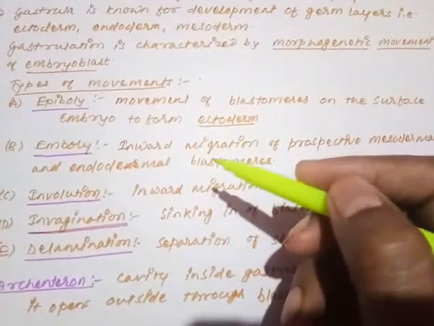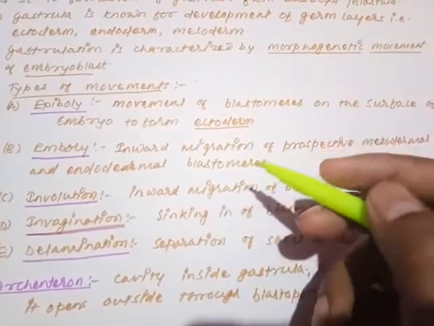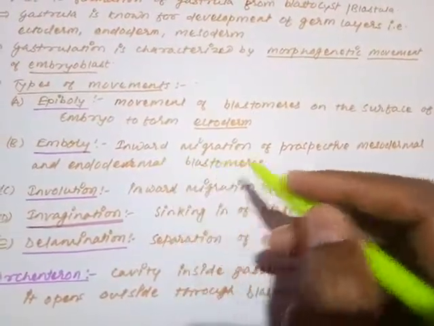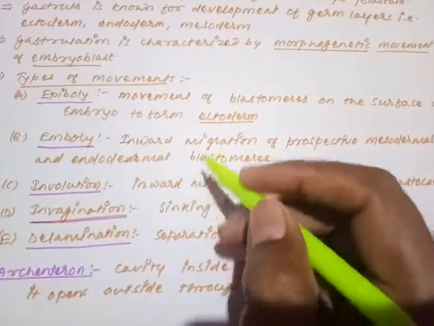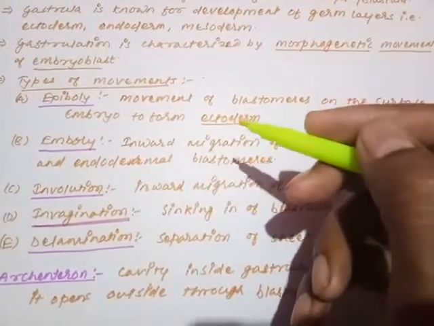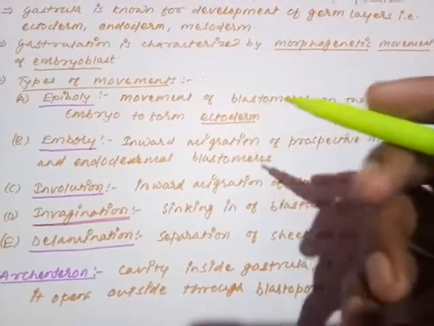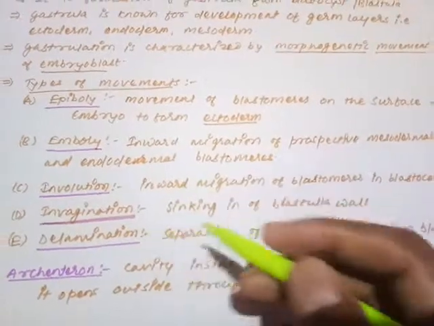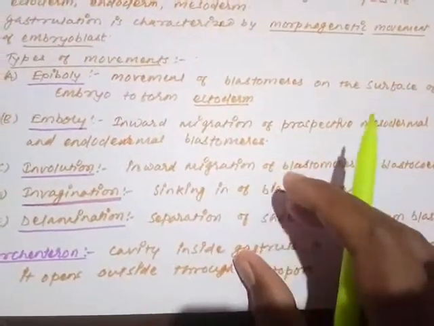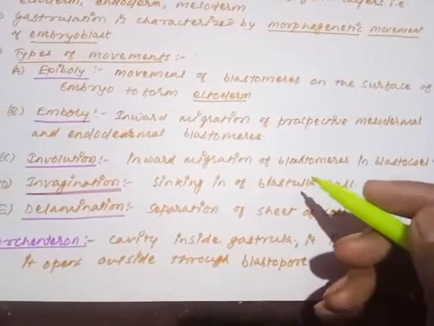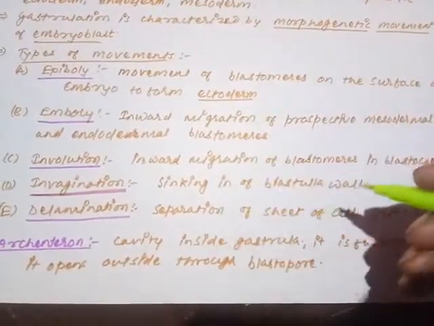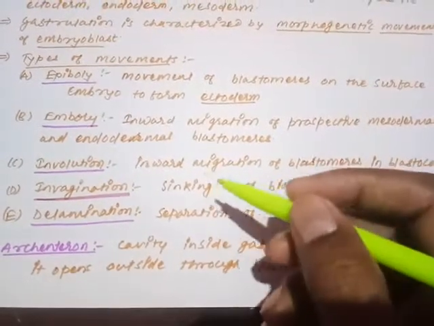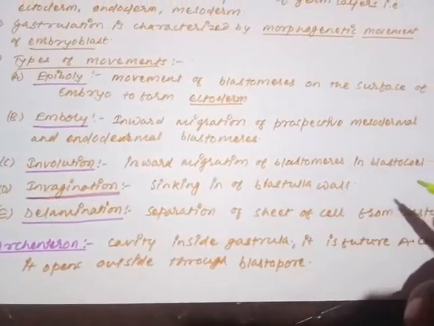Emboly, just opposite to that, is the inward movement of the blastomeres so that they could produce the mesodermal and endodermal structures. So it is the inward migration of the prospective mesodermal and endodermal blastomeres. So the first one, ectodermal blastomeres moving upward, is epiboly. When the mesodermal and endodermal blastomeres move downward, that is called emboly. Involution is the next type of movement. The inward migration of the blastomeres in the blastocoel. The blastomeres are moving inside to form a kind of cavity, called the archenteron, that we'll see later. So it is the inward migration of the blastomeres in the blastocoel cavity.